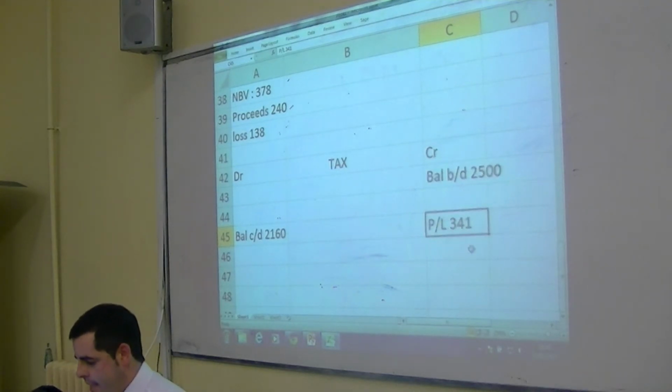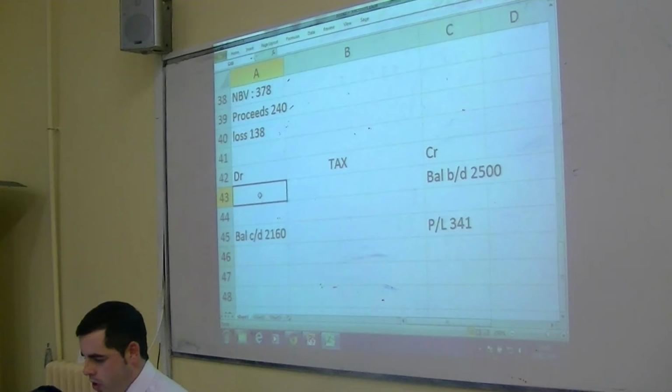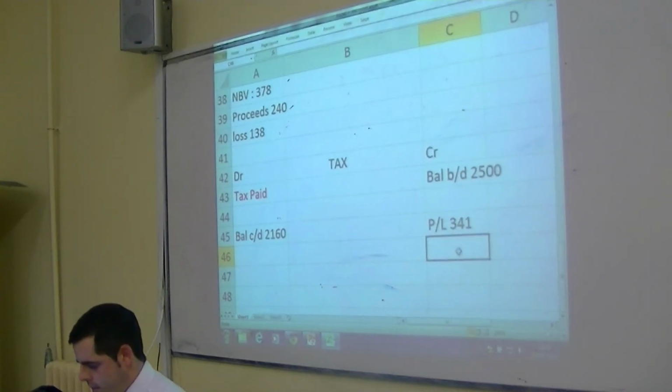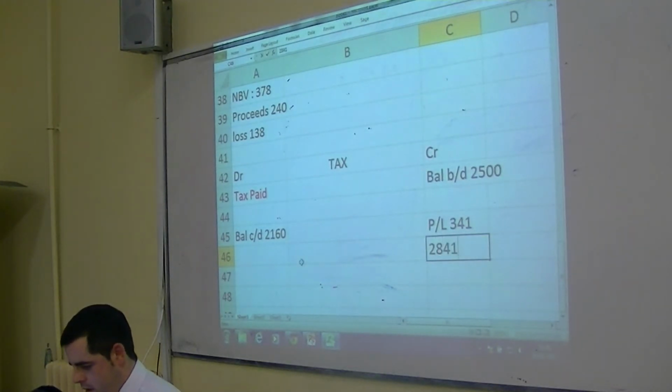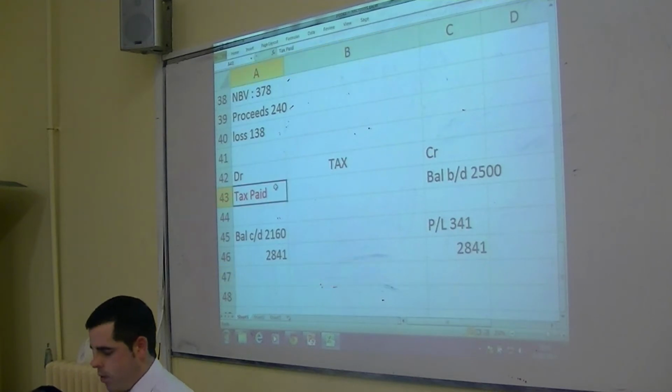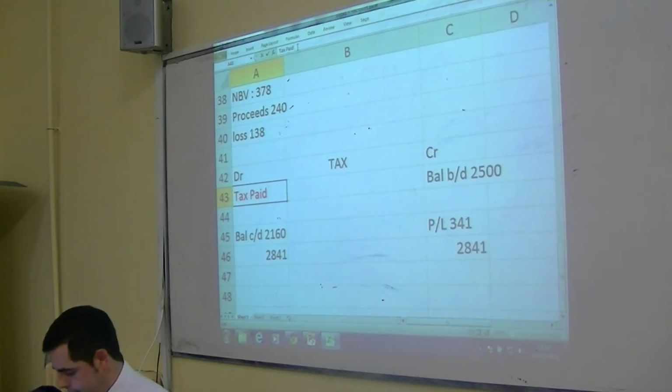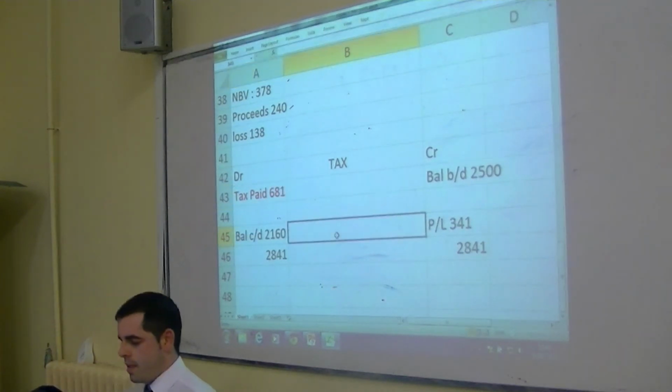So what we're going to do is balance that off now. What we're trying to find over here is tax paid, which is the figure we're looking for. So if we balance it off, it's going to come to 2,841. So 2,841 minus 2,160, what's that give us? 681. Tax paid will be 681.